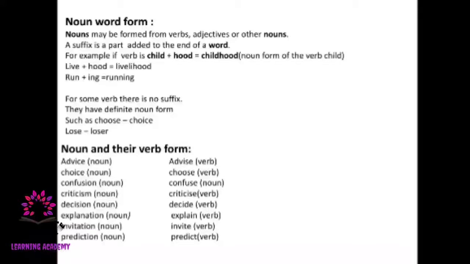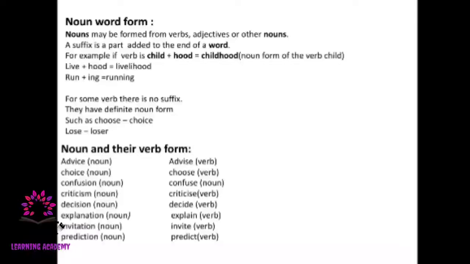Next, we'll see noun word form. See, noun will be given. You have to write their verb form. Okay. Each noun can be converted as verb and verb can be converted as noun. So, nouns may be formed from verbs, adjectives or other nouns. You can also add suffix like child. If you add hood, it becomes childhood. It's a suffix also, right?